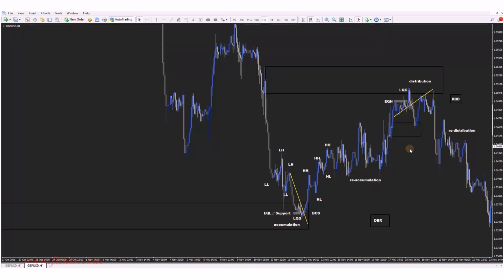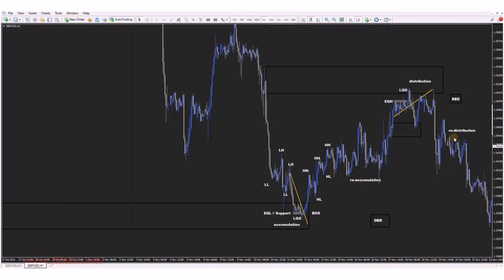Here I also marked, because it was very clean, another distribution. Price came to the supply, creating the equal highs as a resistance with a beautiful and clean liquidity grab, a big powerful move to the upside, and then was the break of structure. And the next range after distribution is called redistribution.